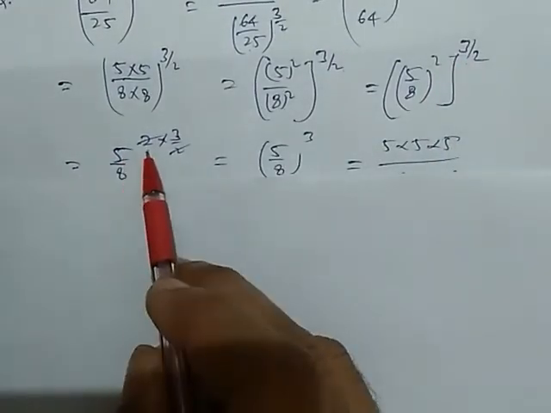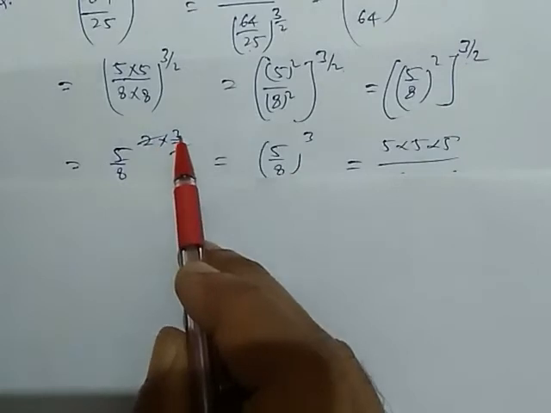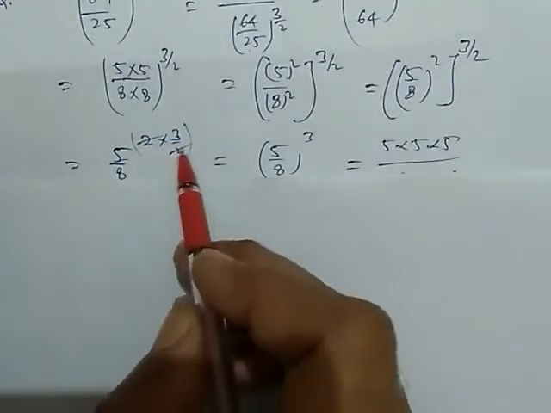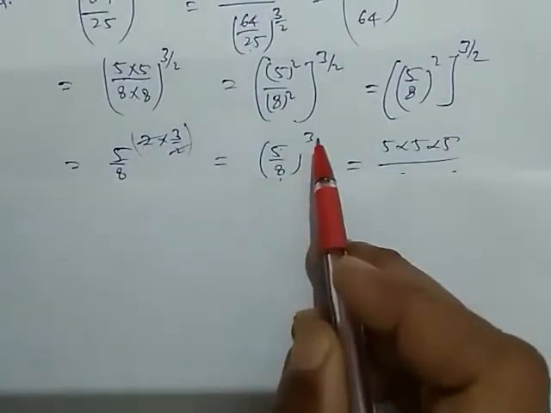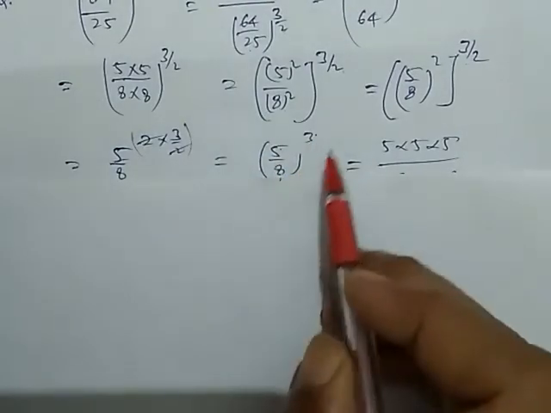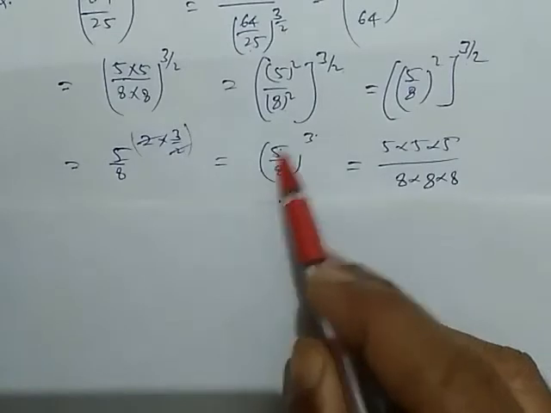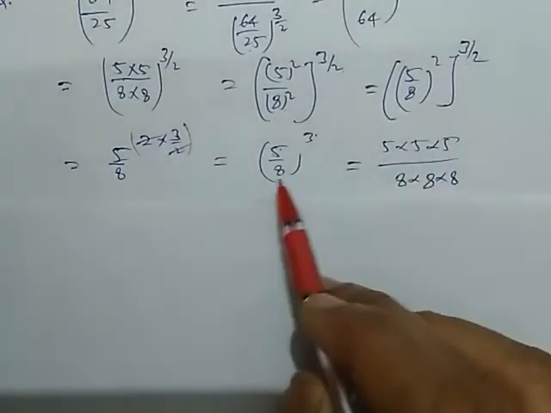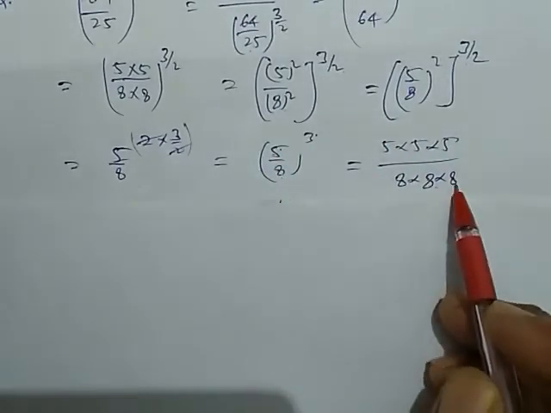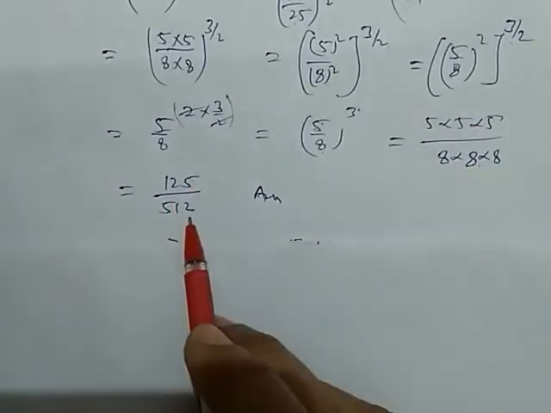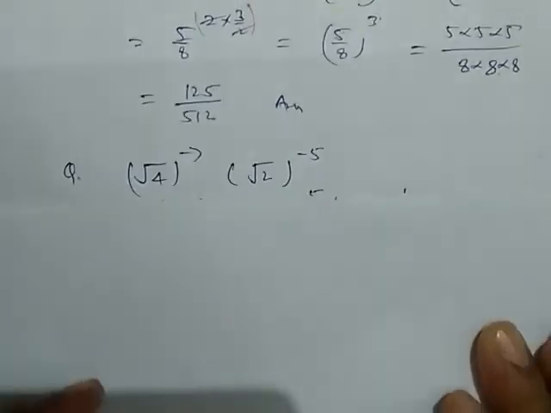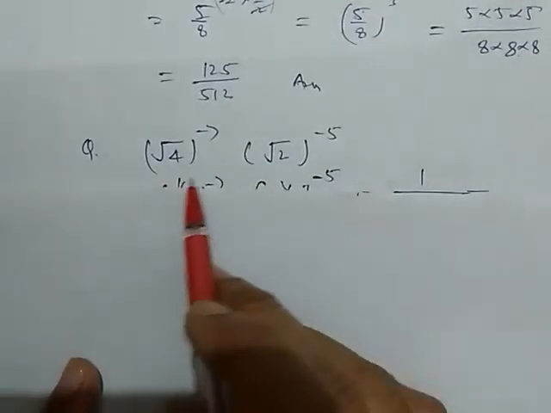So this is m, this is n, so they are multiplying. 5 by 8 power 2 into 3 by 2. The powers are multiplying and this 2 cancels out by this 2. So we get 5 by 8 power 3. Solve this: 5 cube, 5 into 5 into 5, 8 cube, 8 into 8 into 8. This becomes 125 and this becomes 512. This is our answer.